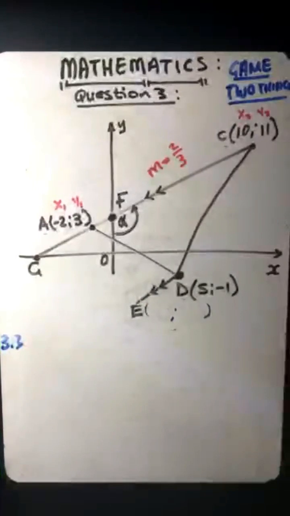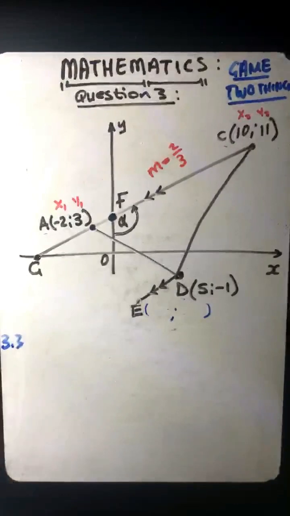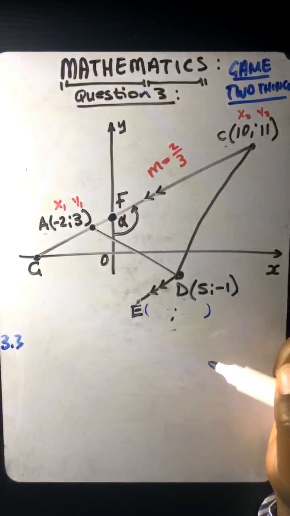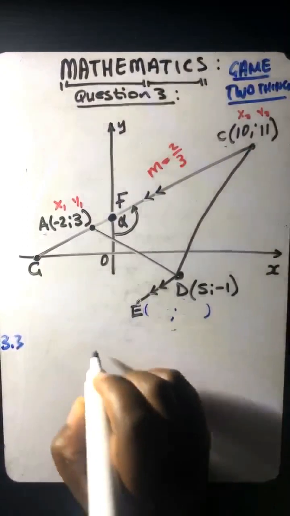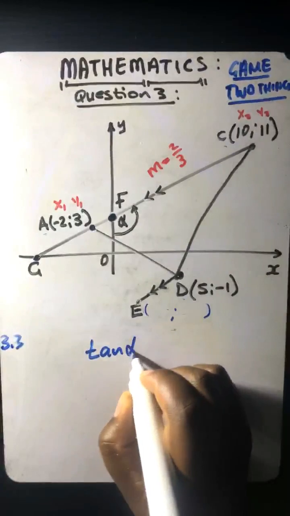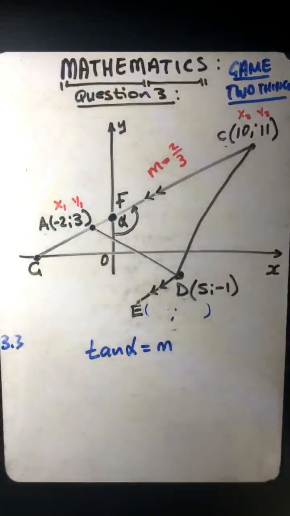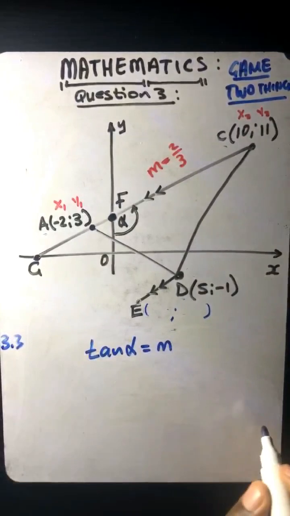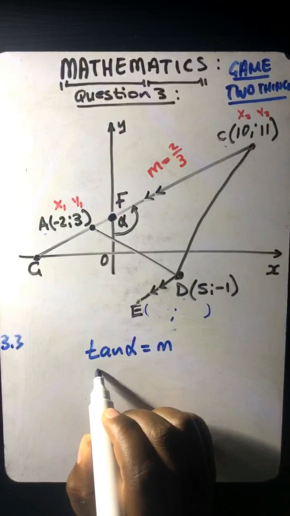Calculate the size of alpha. Hey, you scared me, but let me try. Okay. Give it a try, honorable member. So I'll start by using the formula of tan alpha equals m, isn't it? Mm-hmm. And then I know my m, so I'll substitute my m there. I'll write tan.